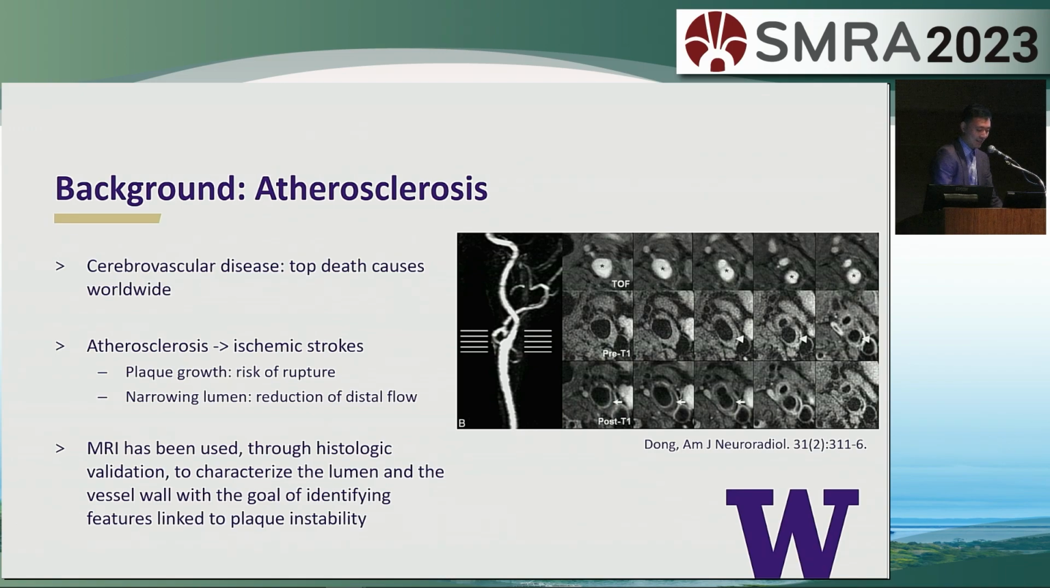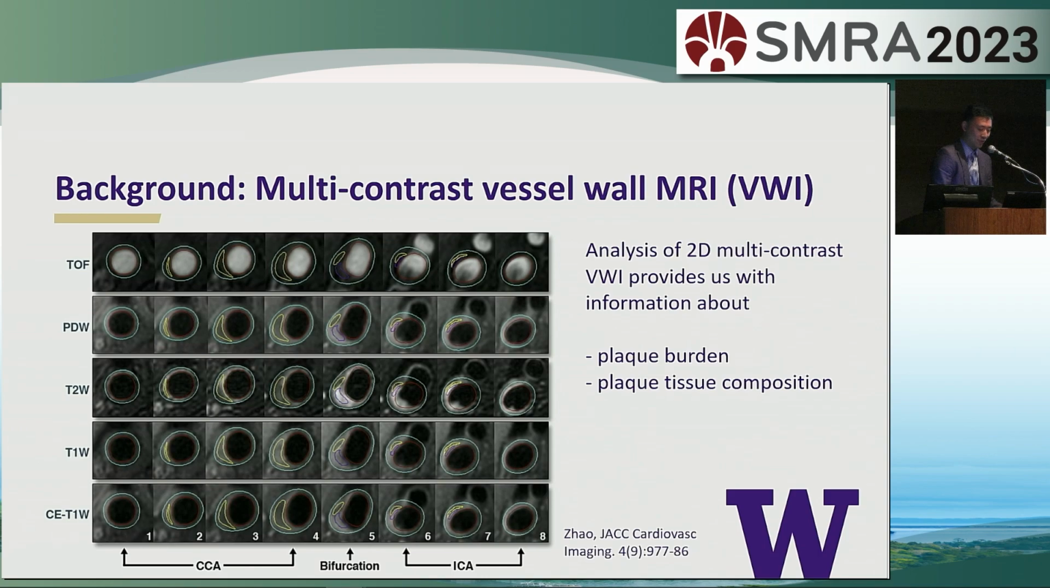MRI has been used, through very extensive histological validation, to characterize the lumen and also the vessel wall very well. The overall goal is to identify the features that may link to plaque instability. And using MRI, we can even appreciate the plaque that did not show significant stenosis on the TOF MRI. I'm talking about multi-contrast vessel wall MRI.